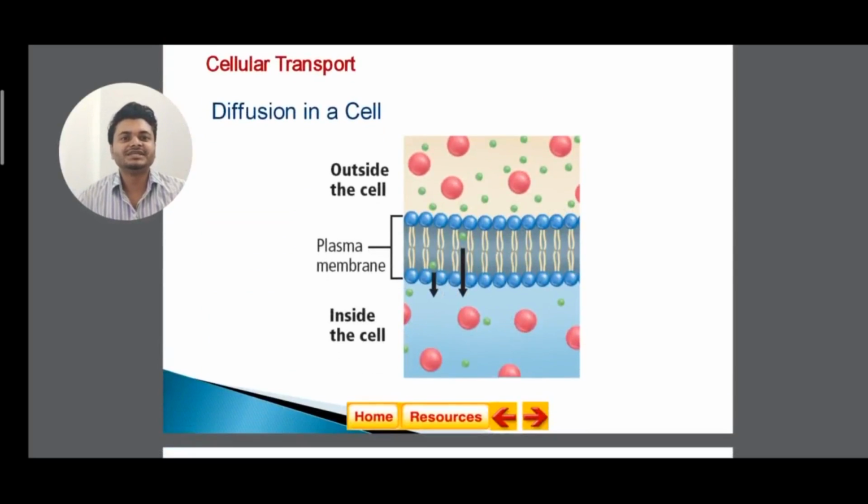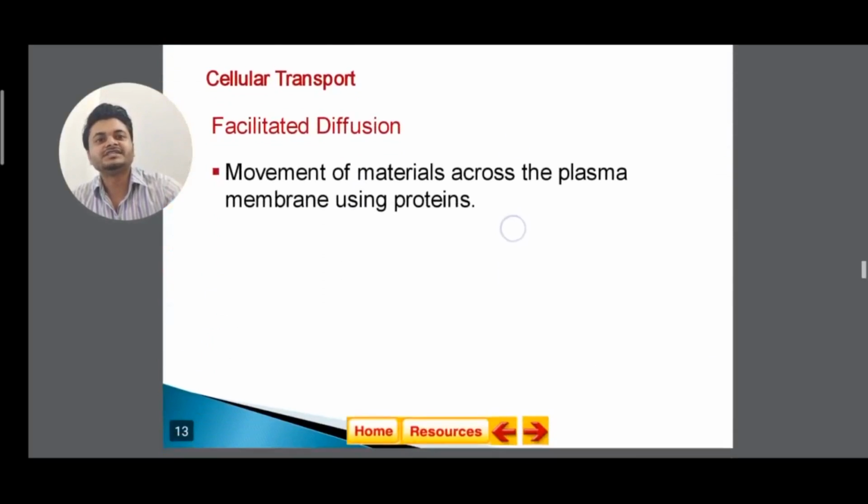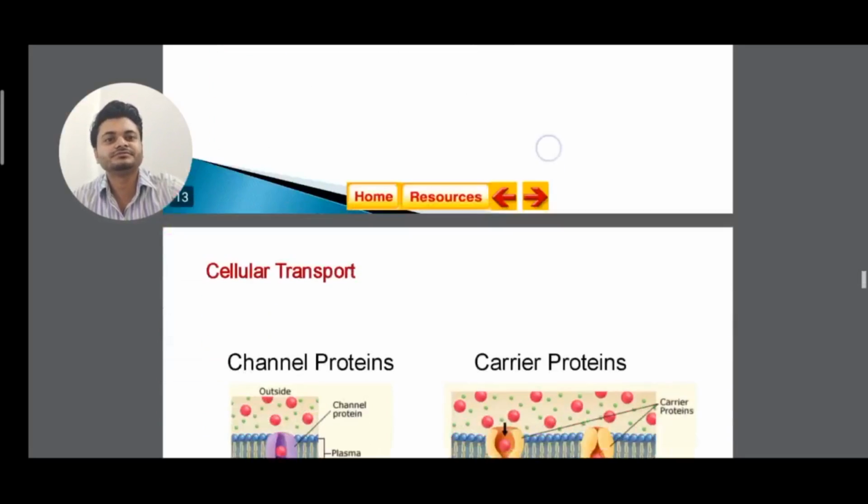Now, diffusion in a cell: you see, from outside the cell to inside, and in the center is the plasma membrane. The plasma membrane is a selectively permeable membrane. Clear? You see the pink colored dye that I have given, it is entering inside the cell through the plasma membrane. Now what is facilitated diffusion? Movement of material across the plasma membrane using protein. Clear? Through protein it comes.